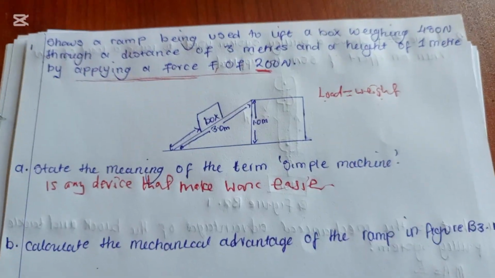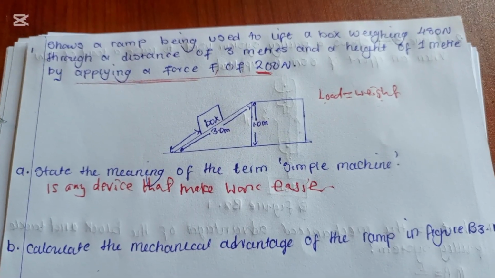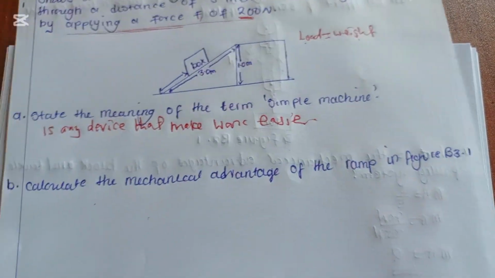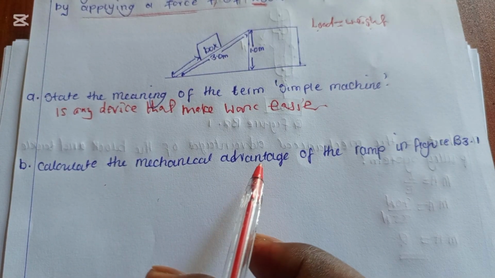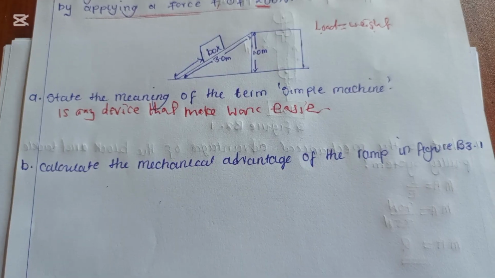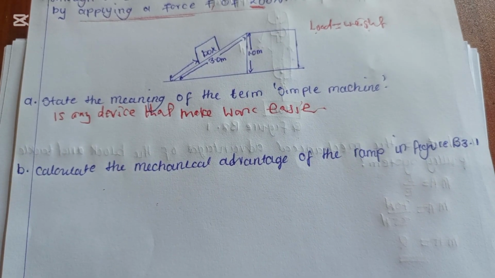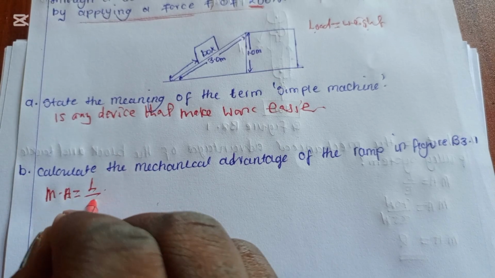So a simple machine is any device that makes work easier. Okay, so I'll go to question B. Question B is saying, calculate the mechanical advantage of the ramp in figure B 3.1. So they want us to find the mechanical advantage.